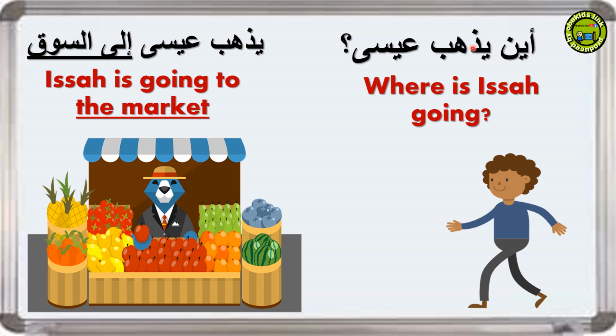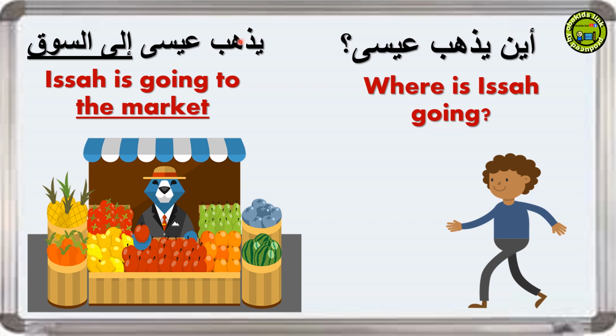verb. Because if it didn't have يذهب, we would just be asking where is Issah or the place Issah is in. Because if we added يذهب, we'll be asking where Issah is going. So if you want to ask about where Issah is going, we have to add this يذهب. Reply to it is يذهب عيسى إلى السوق.